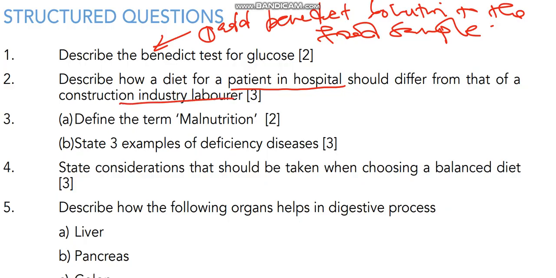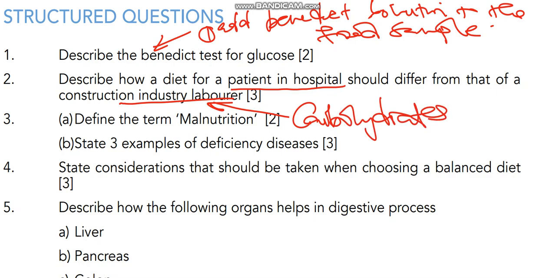So obviously, all you need to know is that a construction industry laborer should be given food which contains a lot of carbohydrates, because this work requires a lot of energy. A construction industry laborer must get food with a lot of carbohydrates, because these are energy giving foods. So you need energy to work in construction industry labor.